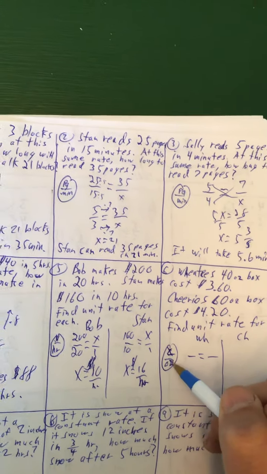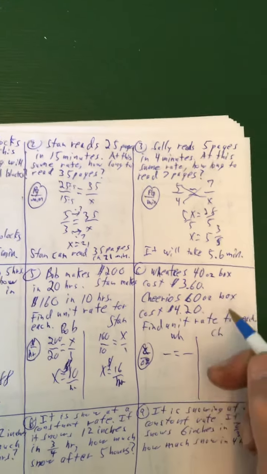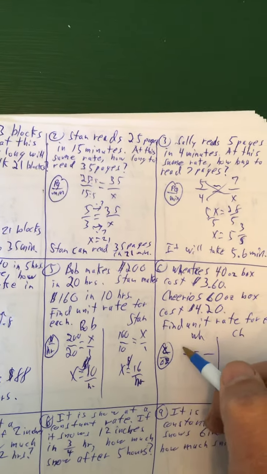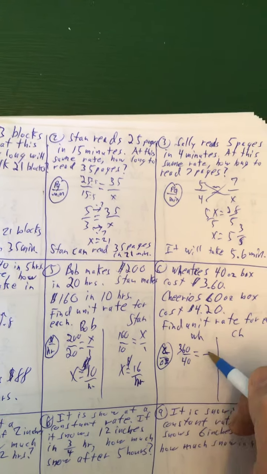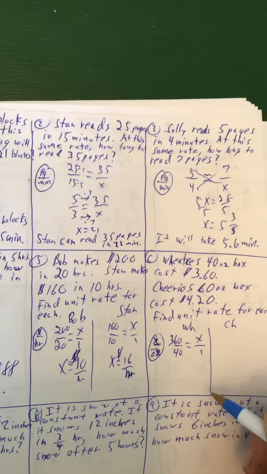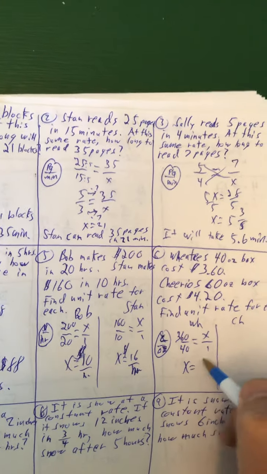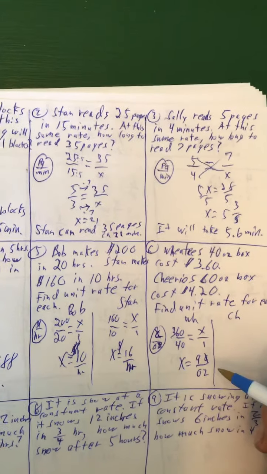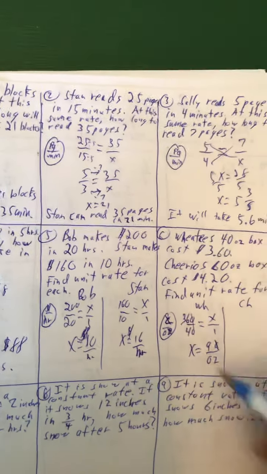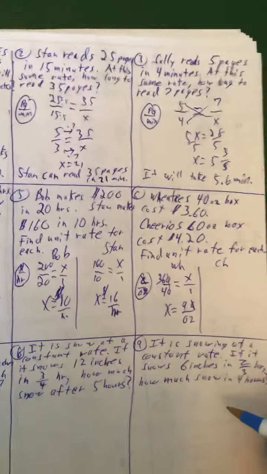And here's my ounces. It's going to cost him 360 cents for a 40-ounce box. How much for 1 ounce? And that's just 9 cents per ounce. You can just see it: 36 divided by 4 is 9.